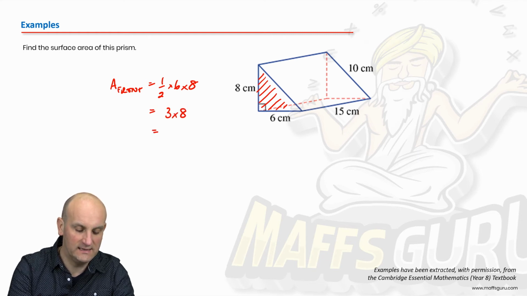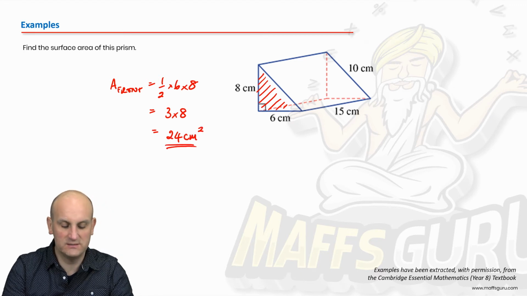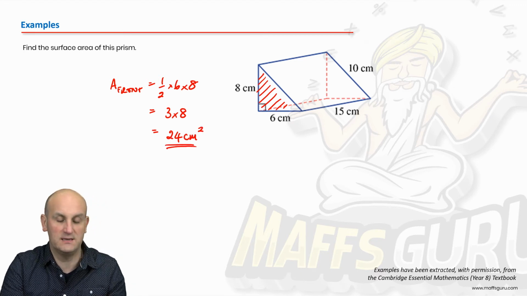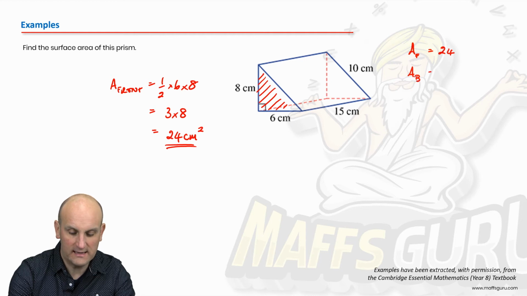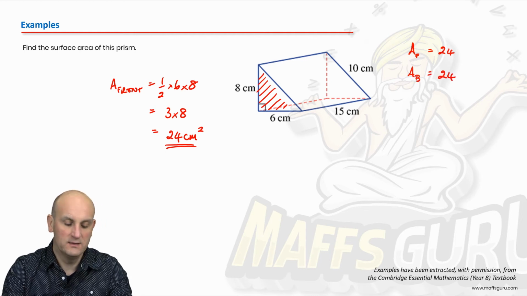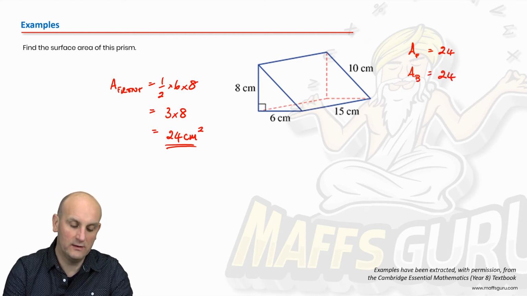And 3 times 8 is 24, and I'm going to write my units as 24 centimeters squared. So I now know the area of the front and the area of the back are the same. So I'm going to say area of front is equal to 24, and the area of the back is also equal to 24.